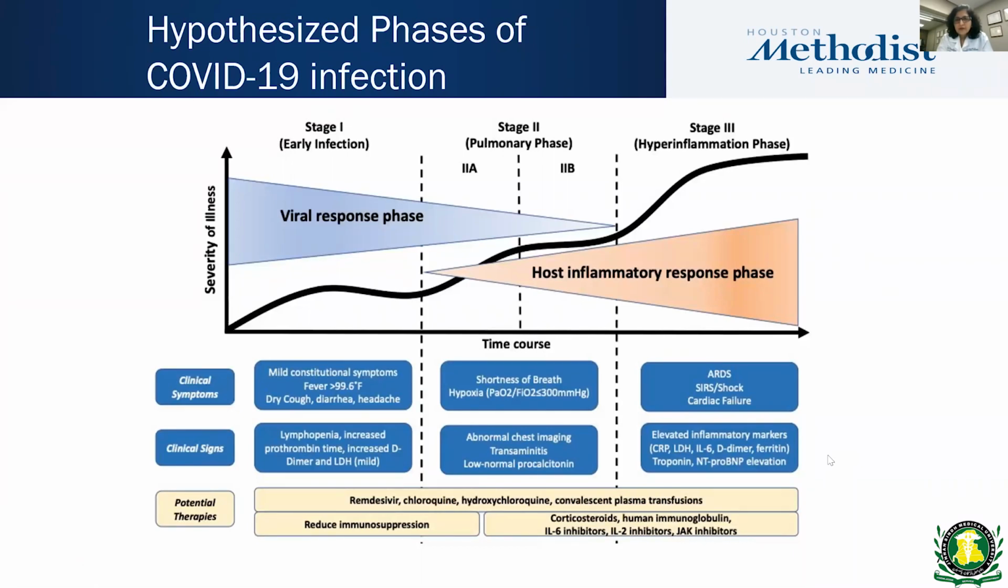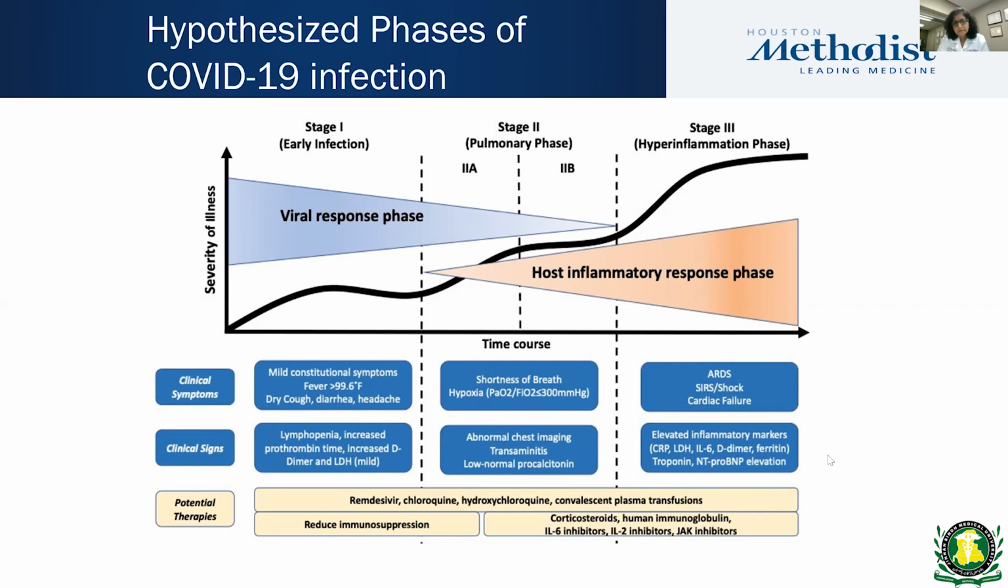Now, these are the hypothesized phases of COVID-19 infection. The time that we get to see them in the pulmonary critical care practice or in the ICU is usually when they're in stage 2, the pulmonary phase, where they encounter a patient with shortness of breath and hypoxemia. As you know well, the virus usually affects the endothelium and causes vasoplegia.